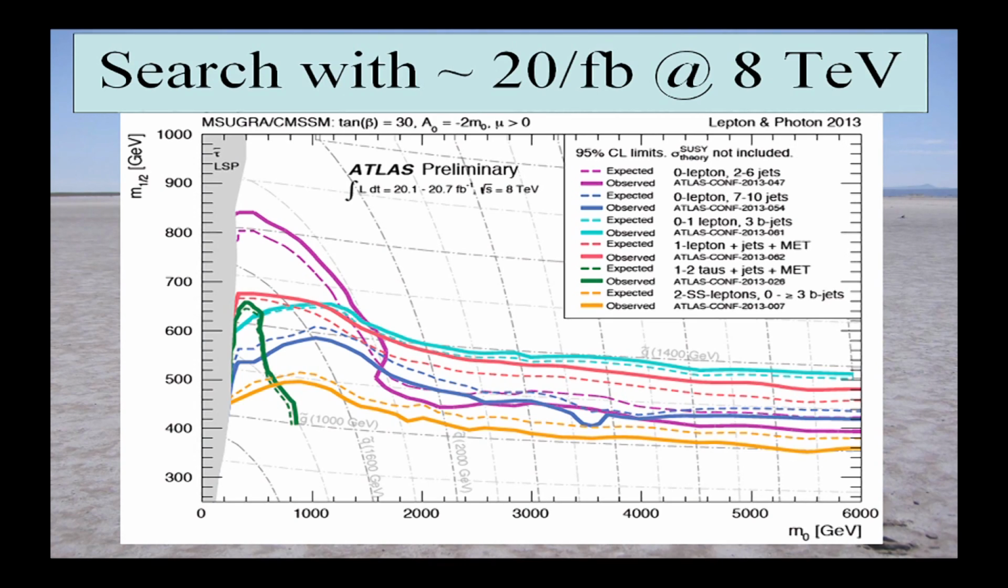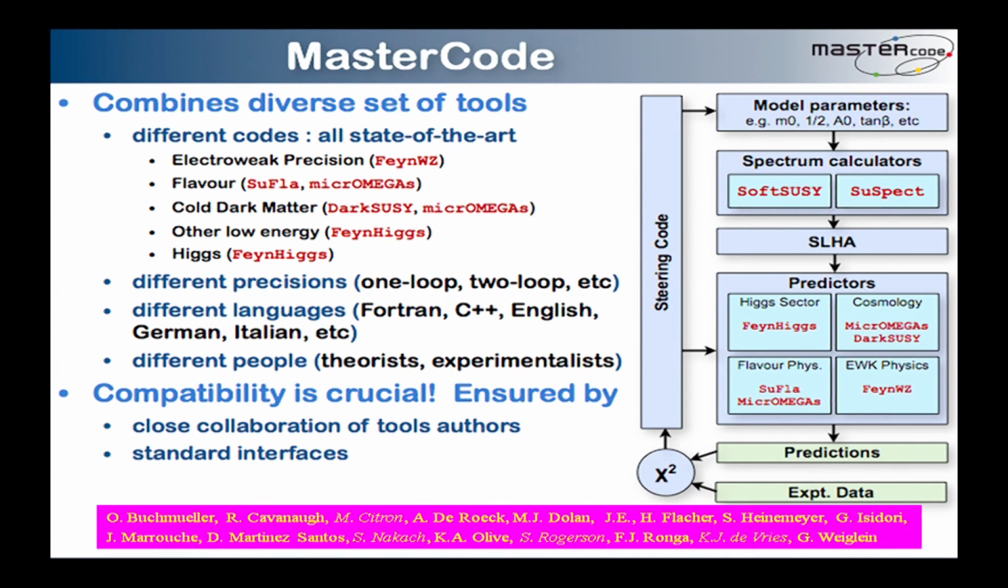The LHC has looked for supersymmetry in vain. And I think the purpose of this slide is really to convince you that the experiments have really tried very hard to look for supersymmetry. And there's lots of lines here corresponding to various different searches in various different modes. I'm not going to go through the details of it. So as I said, I'm in a collaboration which tries to put together all this information. This involves communicating between different languages, Fortran, C++, English, German, Italian, etc.